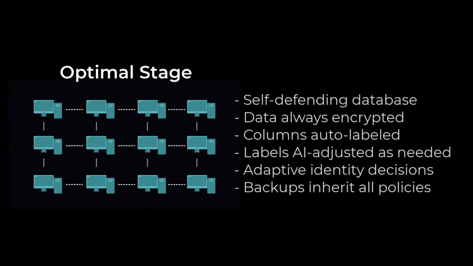In the optimal state, the database becomes self-defending. Confidential computing extensions keep data encrypted even while it is processed, eliminating the brief in-the-clear window that attackers exploit. Fine-grained labels are applied in real time as new columns are added, and artificial intelligence classifiers adjust those labels when data drifts out of its original sensitivity category.